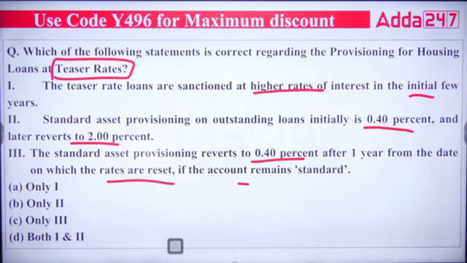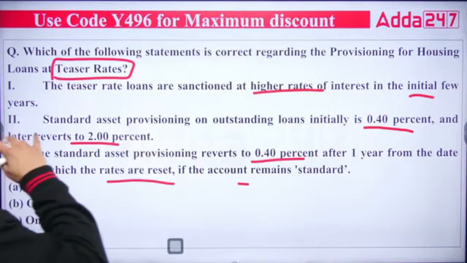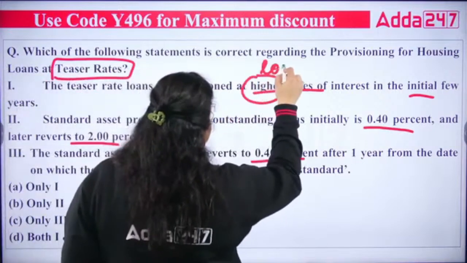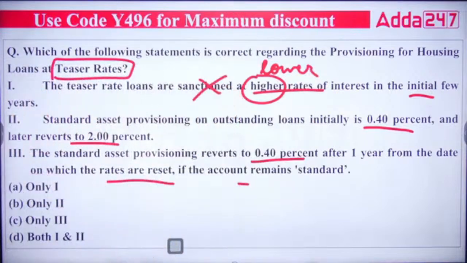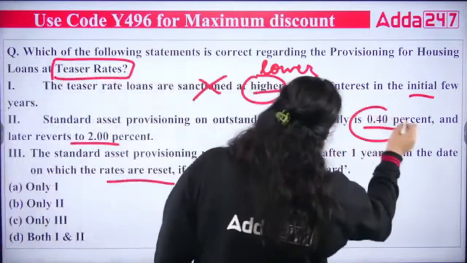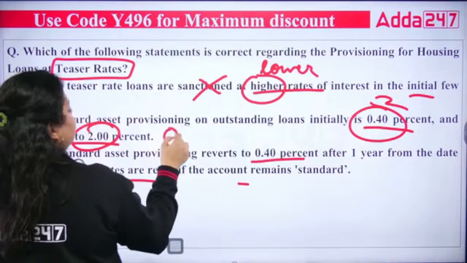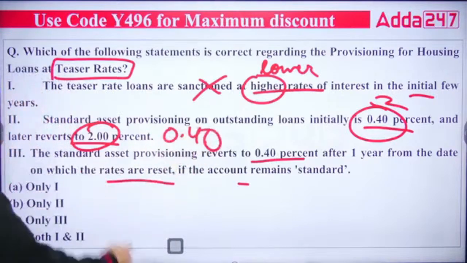So if we talk about the teaser rate, they are sanctioned at a lower rate of interest initially and then reset at higher rates. So first of all, here it should be lower rates. It means the first is not correct, because initially the rate should be lower and then reset at higher rates. And if we talk about standard asset provisioning on outstanding loan, it is initially set to 2% and later reverts to 0.4%. So it means second is also wrong.